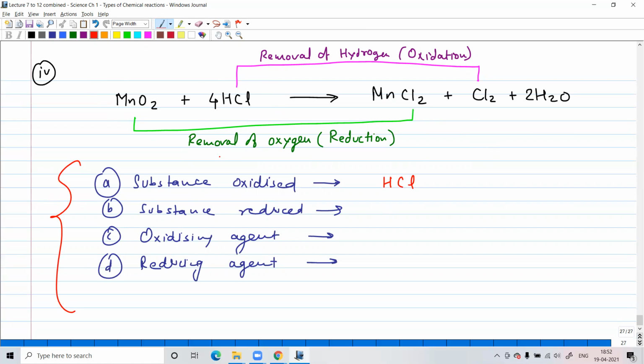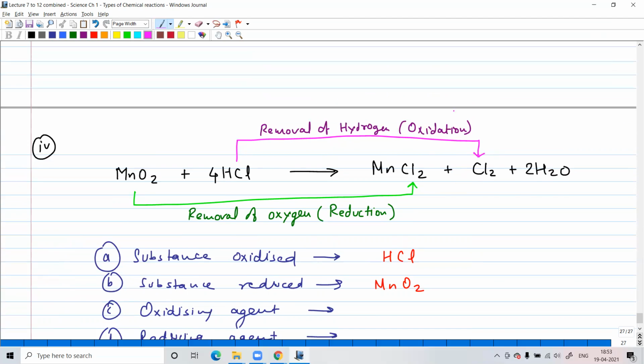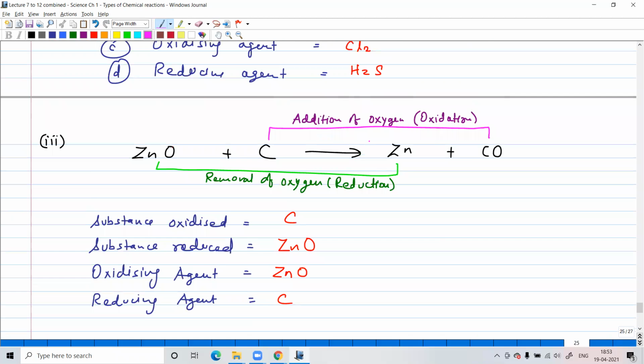Yes, sir. HCl, yes, it's manganese oxide, MnO2. So the substance which got reduced is MnO2. That's why we have put the arrow from here to here. It is getting reduced to this compound. I forgot to put the arrow over here. Here and what's this one? Like this.